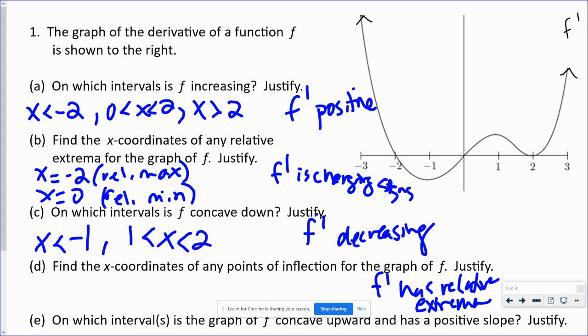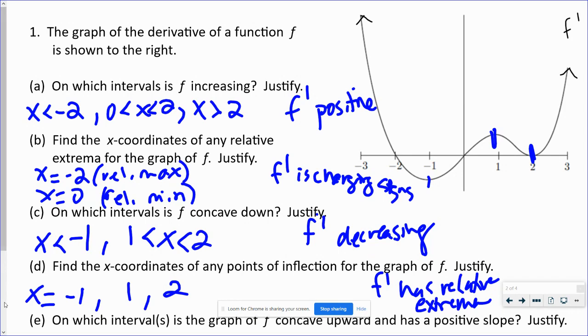Let's go find them. At x equals -1, we're changing from decreasing to increasing. At x equals 1, we're changing from increasing to decreasing. And at x equals 2, we're changing from decreasing to increasing. So x equals -1, 1, and 2. Those are your relative extrema for f prime.